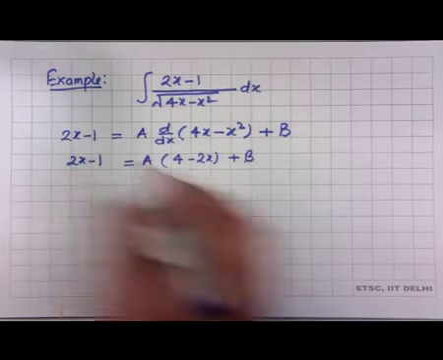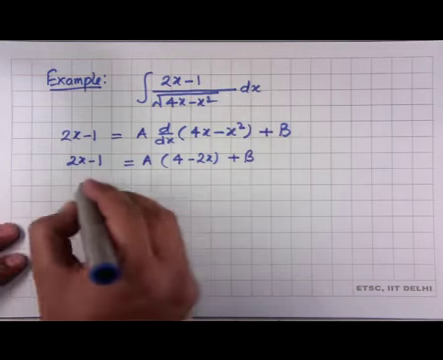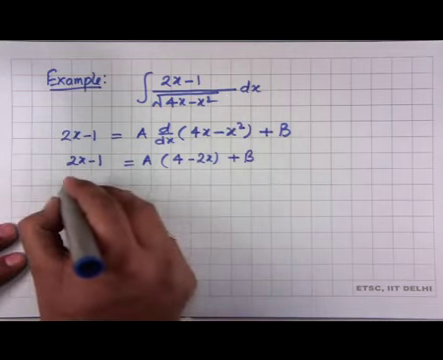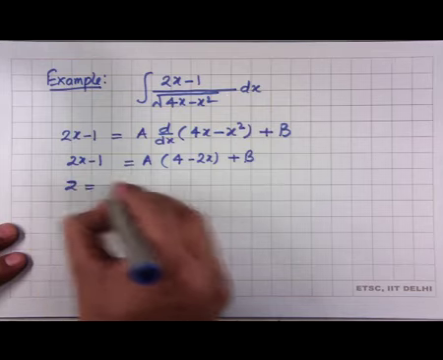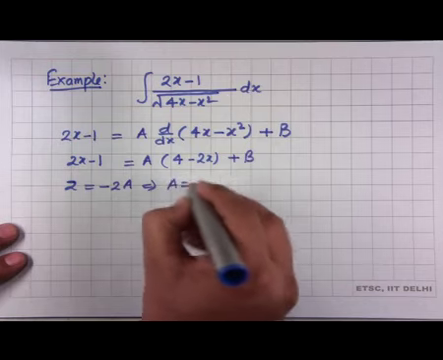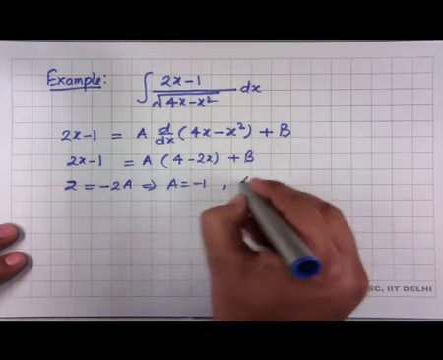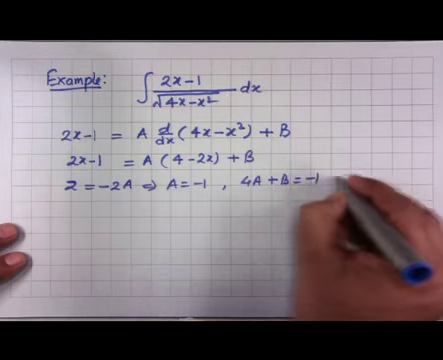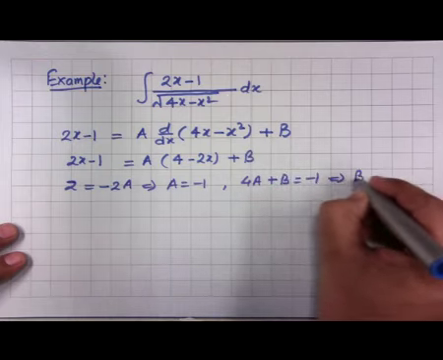Now, both sides are polynomial, therefore, we can compare the coefficients. First compare the coefficient of x. You get 2 equals minus 2a, implying that a equals minus 1, and then 4a plus b equals minus 1, implying that b equals 3.